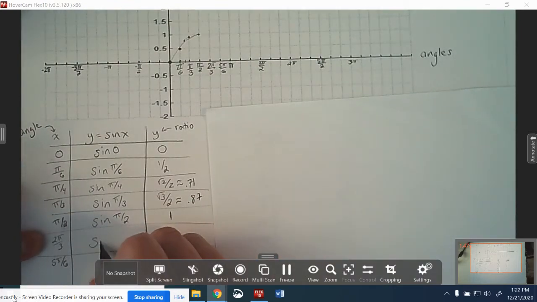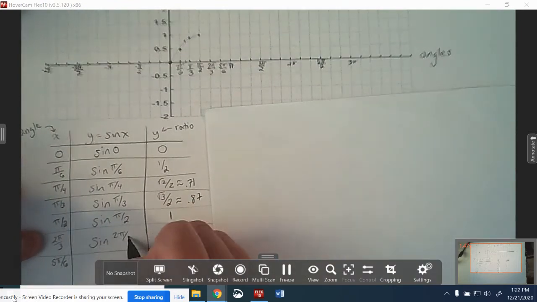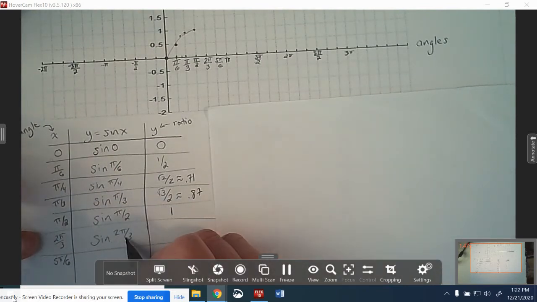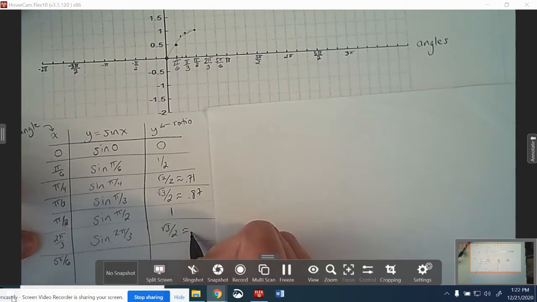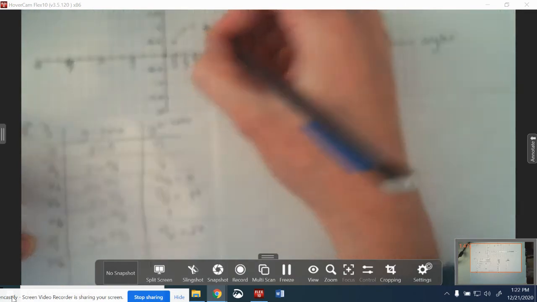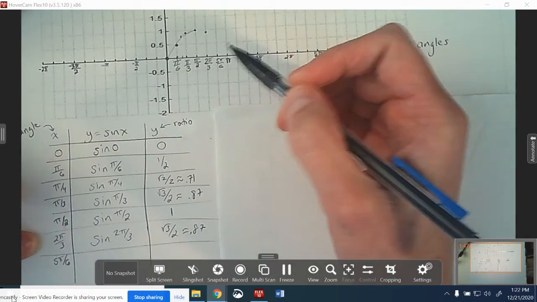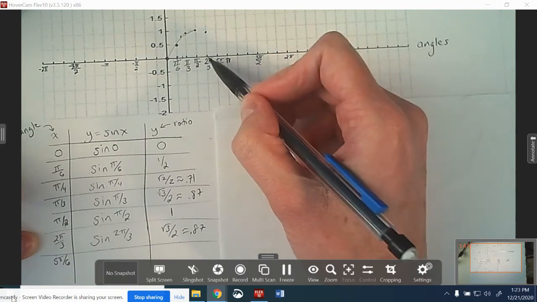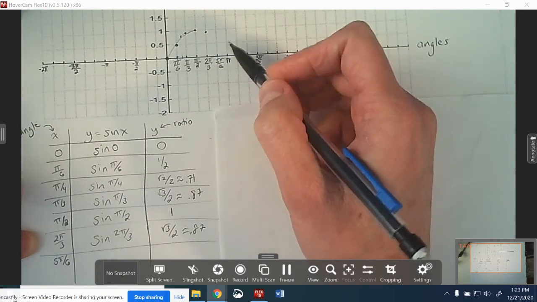Up next, I've selected 2 pi over 3 for us. That should make sense. That's the next angle on your unit circle. And the value of sine of 2 pi over 3, go ahead and grab that y-coordinate. It's radical 3 over 2, which is 0.87. Going to estimate. Now, I know next on your unit circle is 3 pi over 4, but since those aren't labeled on the x-axis, let's go ahead and skip to 5 pi over 6.